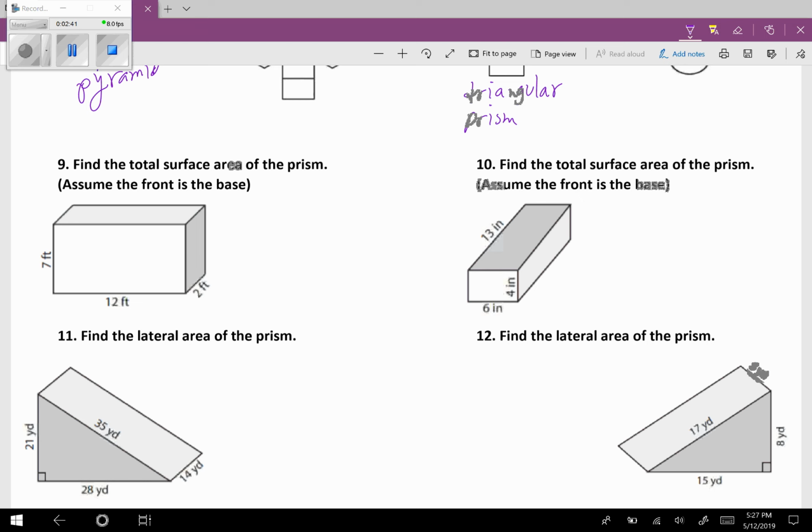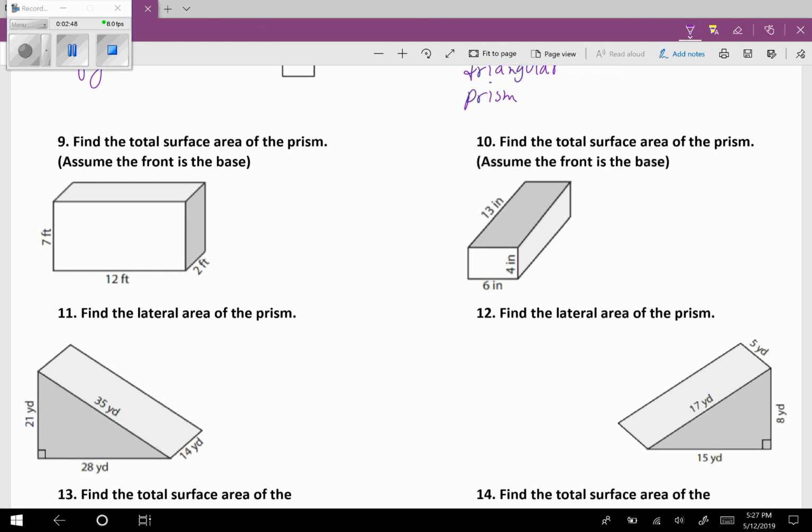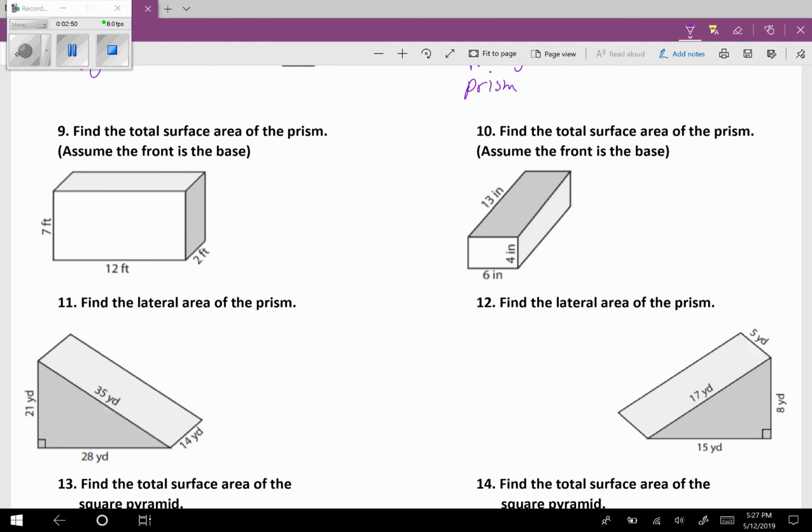So for like number 9 and 10, we're going to ask you a question about these rectangular prisms. So get used to a rectangular prism. So it says, find the total surface area of the prism, and it says, assume the front is the base. So we're going to assume the front right here, that's the base.